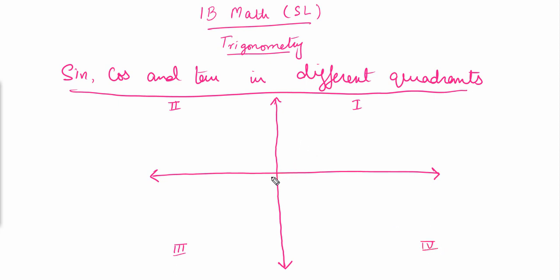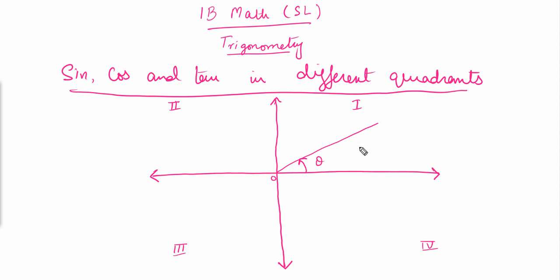And the angle at the center is 0. This is 0 over here. This is x-axis. This is y-axis. Now let's suppose we have the angle in the first quadrant. So remember that when we have to measure the angle, we always measure from the positive x-axis and we move in the anti-clockwise direction. So this is the angle.